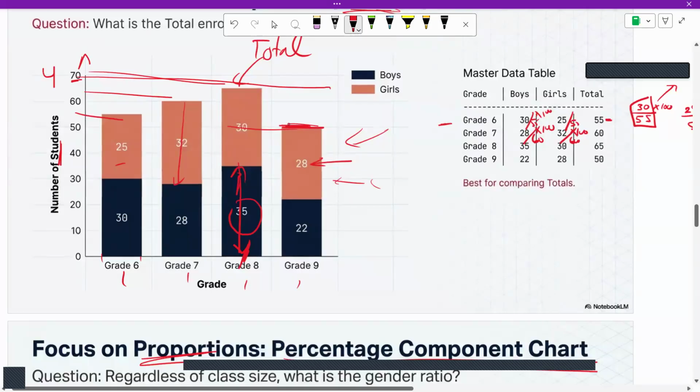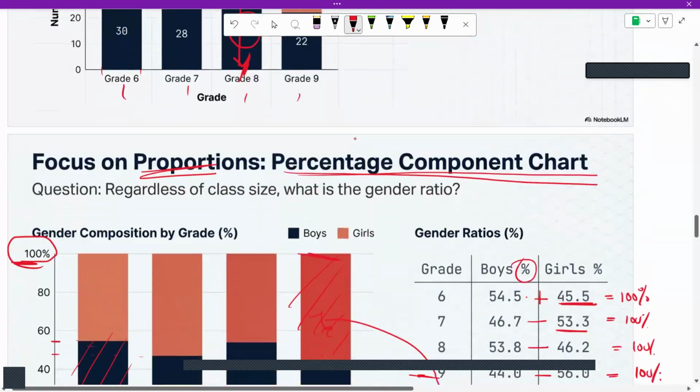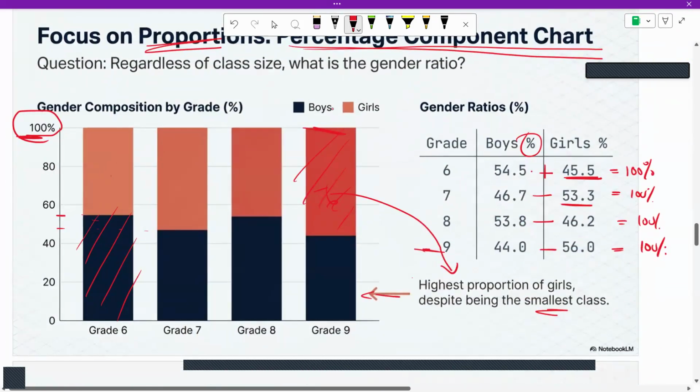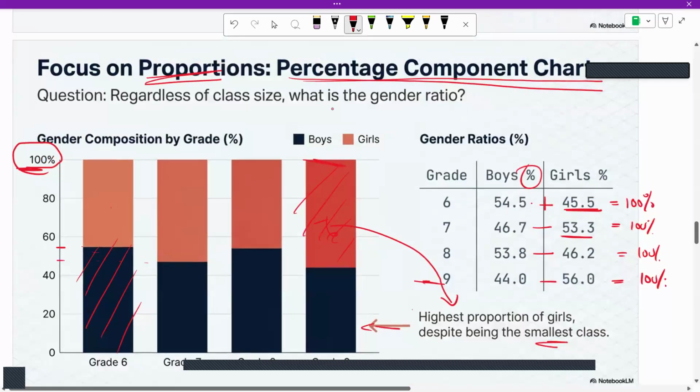And the total is important there, but here the total or count is not important. The proportion of male and female is important. So that is the power of this proportion component chart.